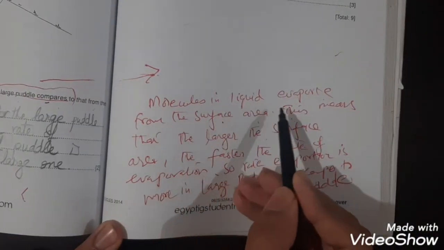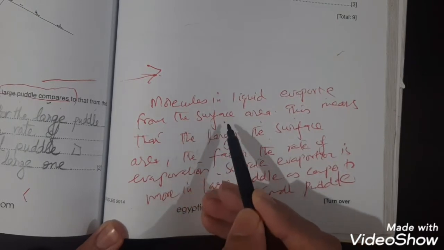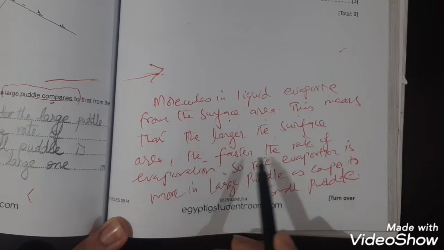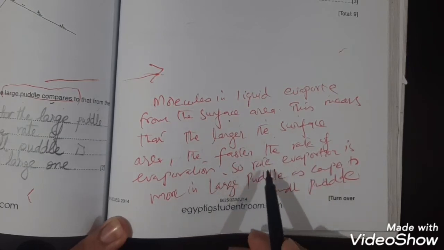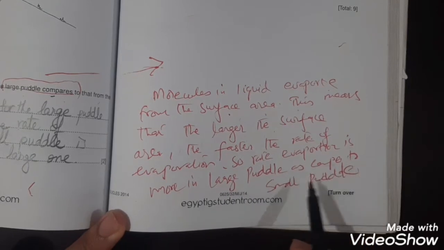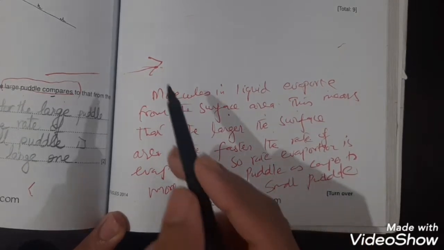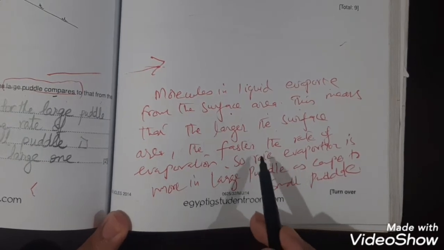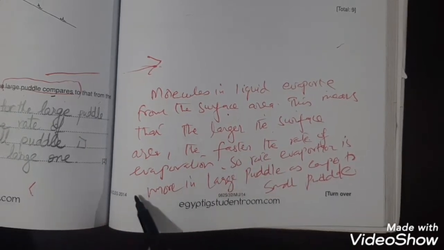Molecules in liquid evaporate from the surface area. This means that the larger the surface area, the faster the rate of evaporation. So the rate of evaporation is more in the large puddle as compared to the small puddle. So this is the whole explanation that we have to write in question B, and this is the final answer.